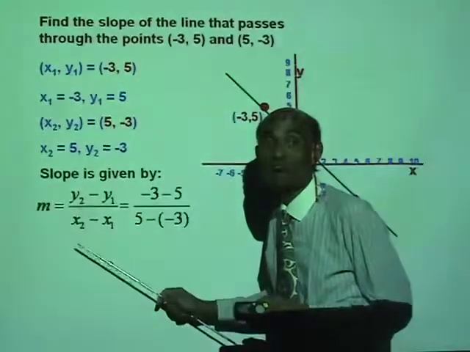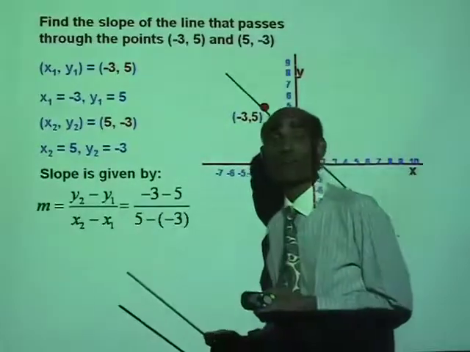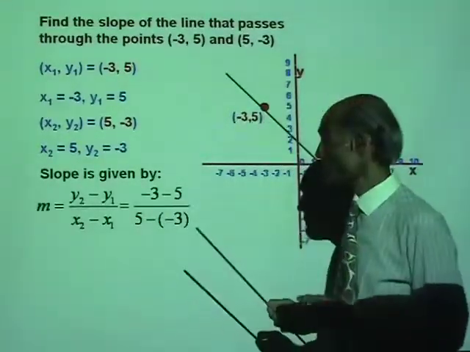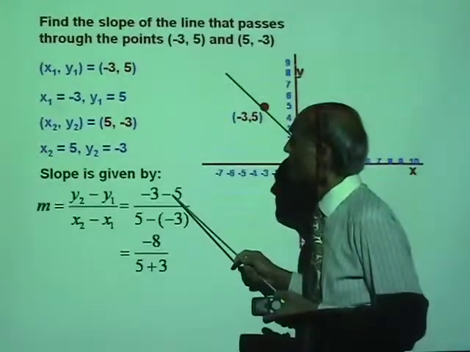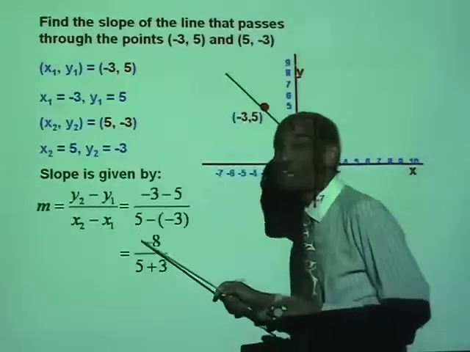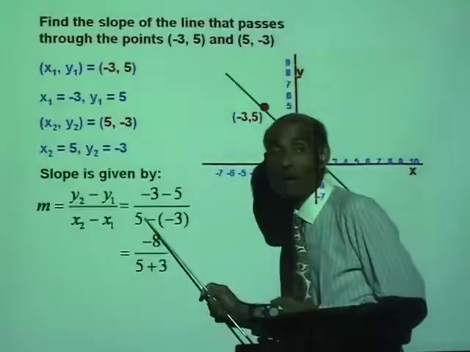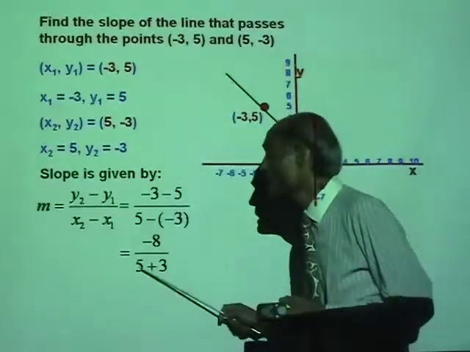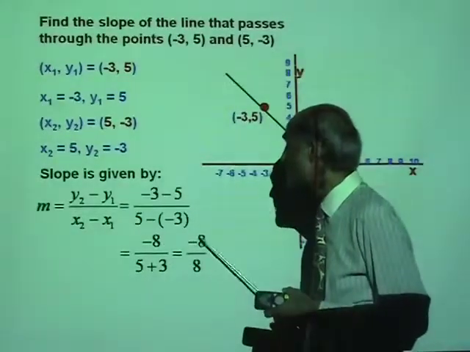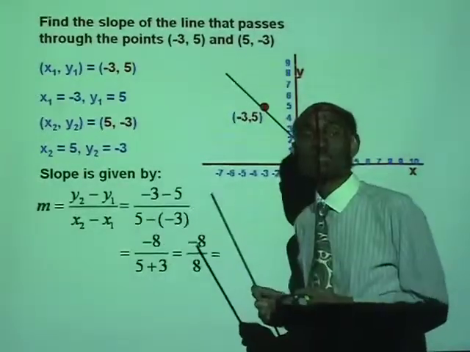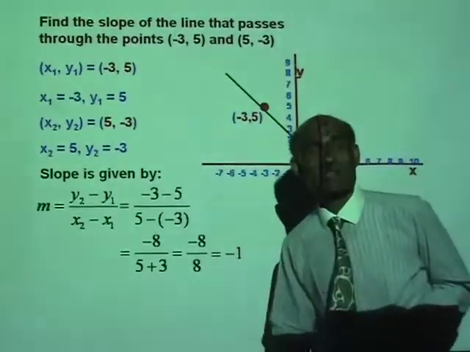So what is x2 minus x1? It's 5 minus -3. Watch that very carefully. Alright, what is this equal to? -3 minus 5 is -8 on the numerator. And the denominator, the double negative. 5 minus -3 is 5 plus 3. That is equal to -8 divided by 8. That is -1. What does that mean?